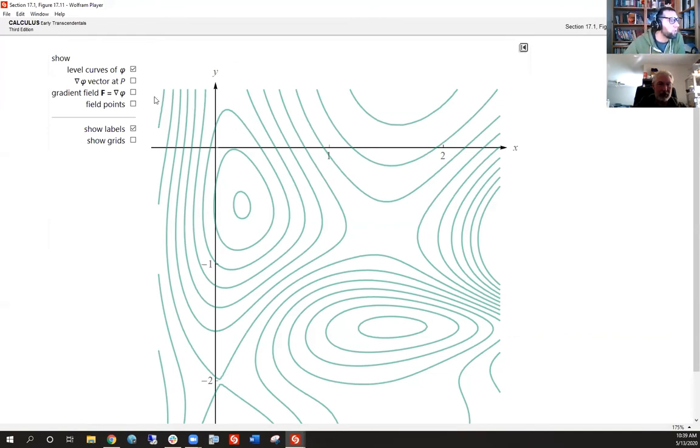So let's check our vocab again. We have some del phi. This is our gradient. And then what do we call the, quote, antiderivative of this thing? Potential something? Yeah, so this would be our potential function.